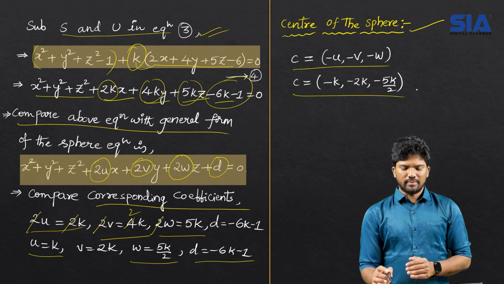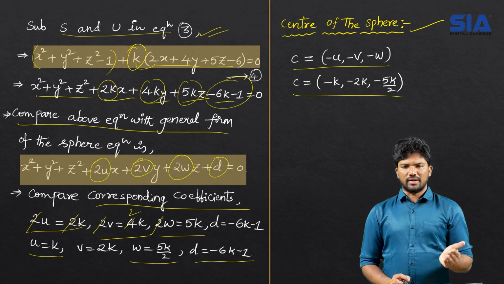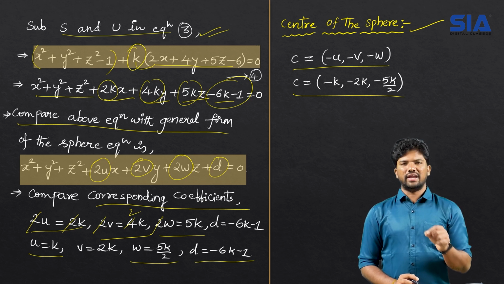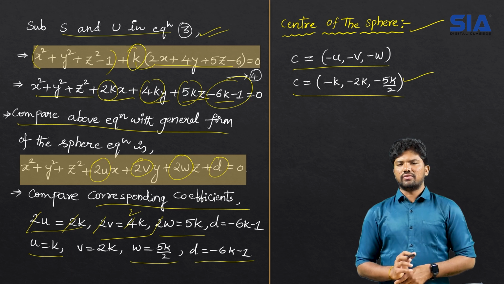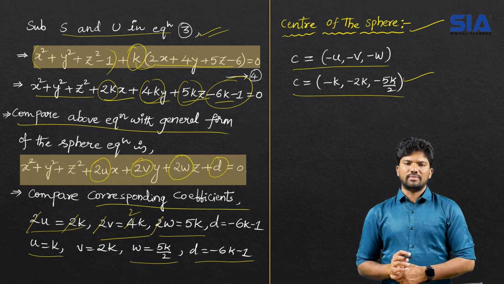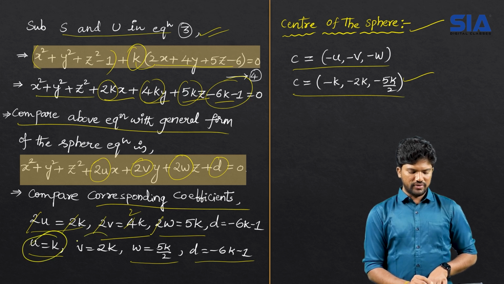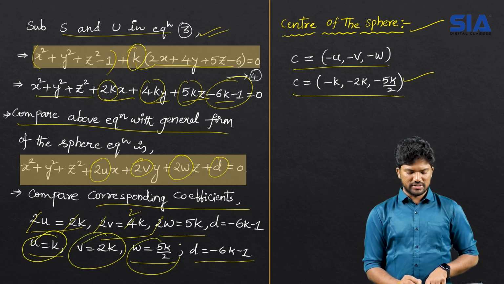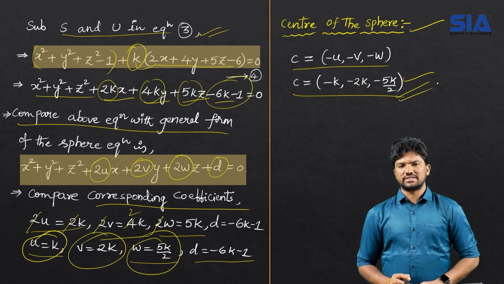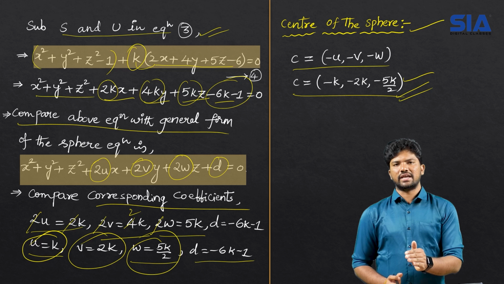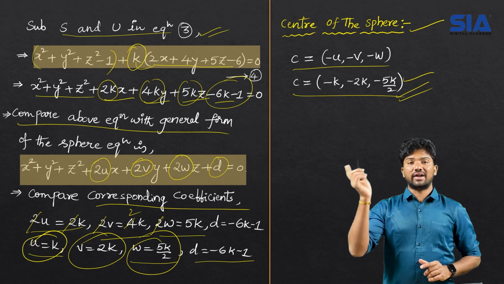So therefore capital C is equal to, compare the given equation with the general formula. After comparing we got the u, v, w and small d values. Now from the u, v, w values, substitute in the center formula. C is equal to, u value is k, you know very well, and v is equal to 2k and w is equal to 5k by 2. Just replace all those values in this equation, therefore C is equal to minus k, minus 2k, minus 5k by 2. That is the center of the required sphere.